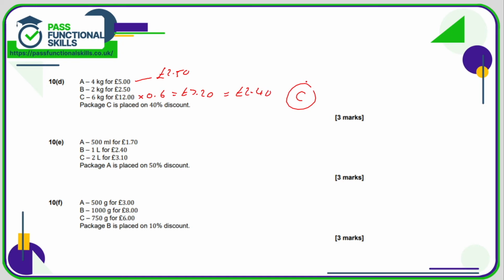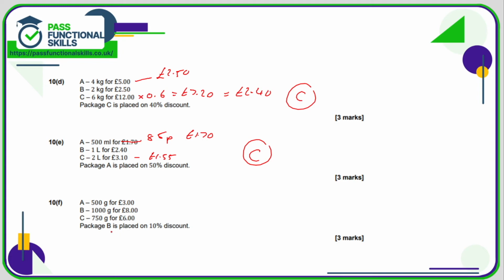10E, package A is half price, so we'll just divide this by 2. So that means it is now 85p. What I'm going to do is work out the price per litre. So if 500 millilitres costs 85p, then 1 litre is going to cost double 85p, which takes us back to £1.70. 1 litre here is £2.40. 2 litres for £3.10, so if I halve this, then that works out as £1.55 per litre. £1.55, that is the best deal, so C is the best value for money there.